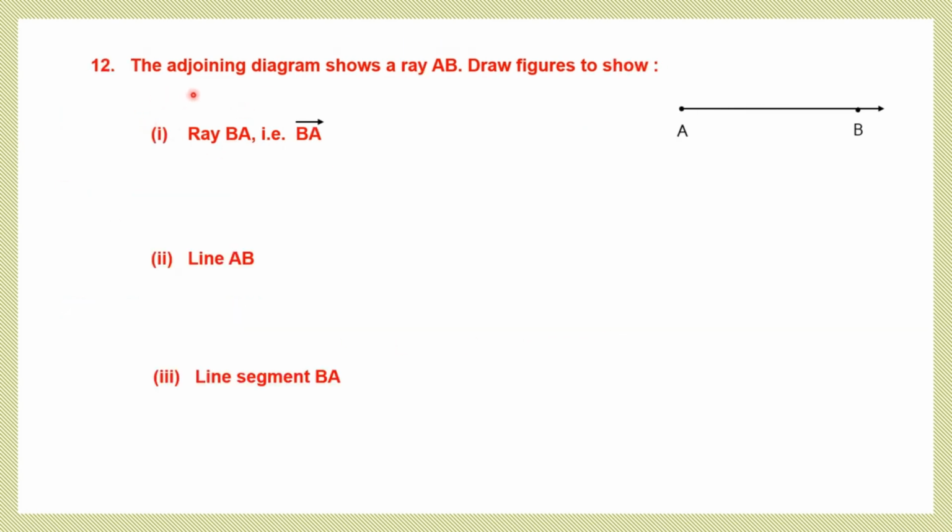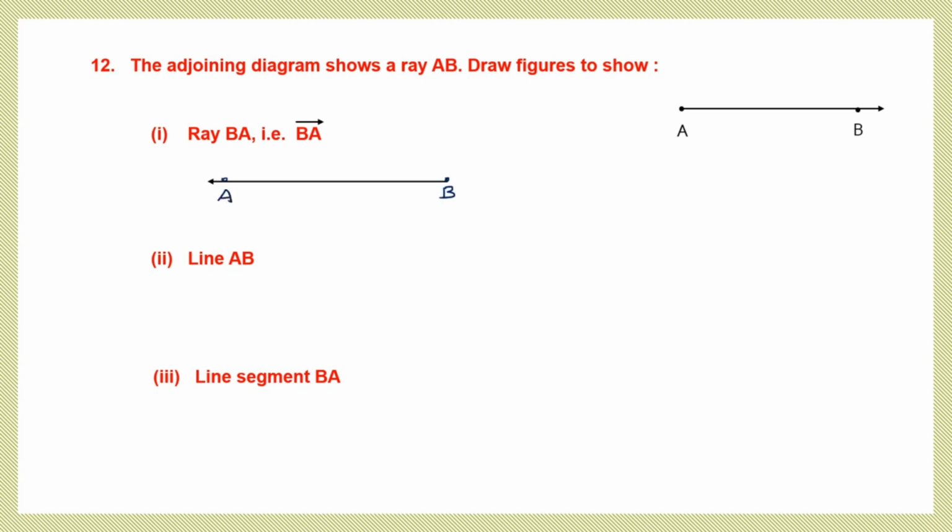Question 12. The adjoining diagram shows a ray AB. Yes, we can see a ray AB. Now we have to draw figures to show ray BA. So let's draw ray BA. So that will be a ray like this. Then we need to mark it properly. So this point is fixed, so that will be B, and the other end is A.